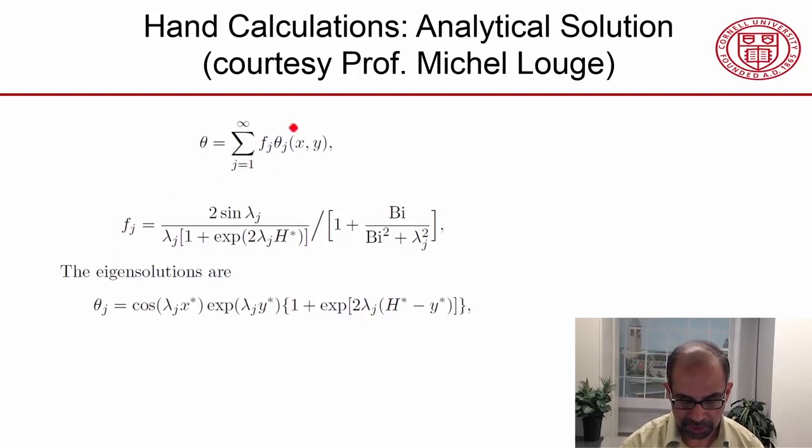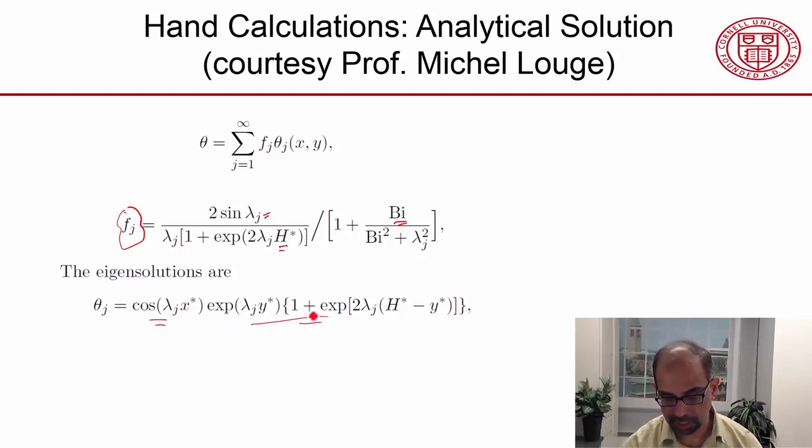And this is a constant, okay? So these are constants that depend on these eigenvalues, and in a moment I'll indicate how you find those eigenvalues. And it's going to depend on the Bi number, and it's going to depend on the aspect ratio. And the Bi number and the aspect ratio are inputs into the problem. And these functions are eigensolutions, and they have a cosine variation in the x direction, and then they have this kind of variation in the y direction. So it's a product of the x variation and the y variation.